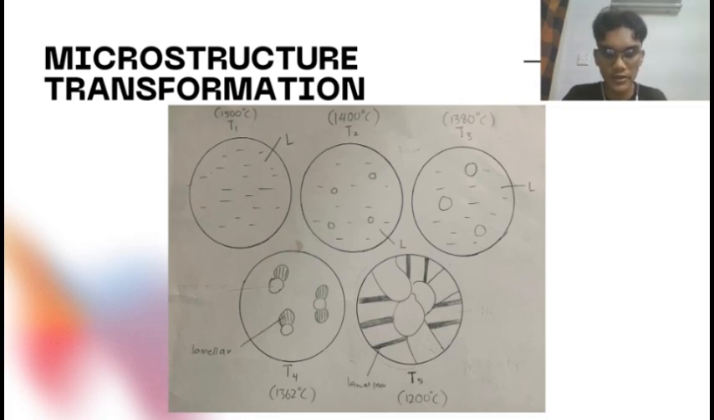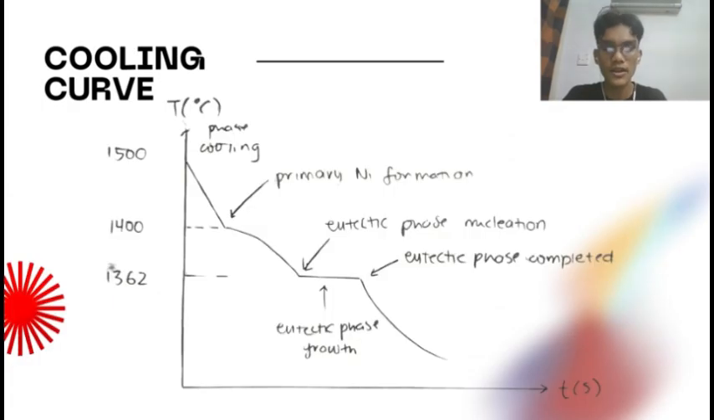Next, at T2, 1400 degrees Celsius, we can see a few nuclei forming and there is still liquid. In T3, the nucleation starts to get bigger at 1380 degrees Celsius. Then at T4, 1362 degrees Celsius, you can see the formation of lamella. And lastly, at 1200 degrees Celsius, the lamella is fully formed, with no liquid anymore in the microstructure transformation. Here we can see the cooling curve.